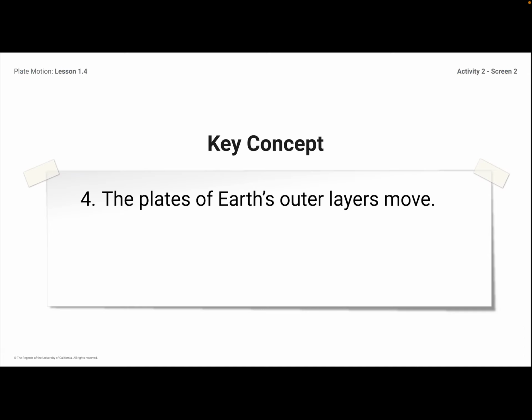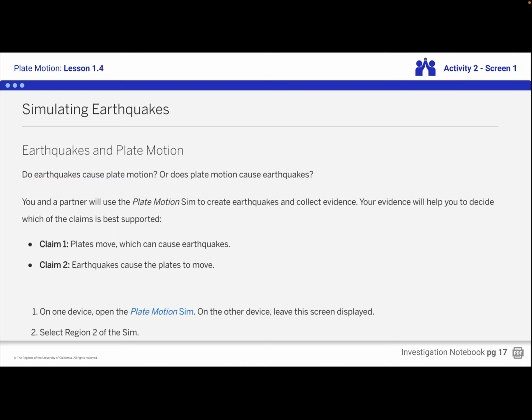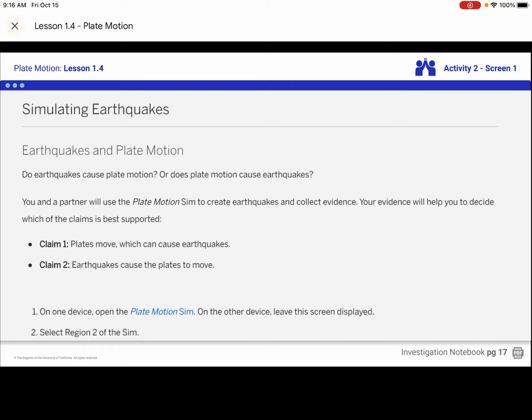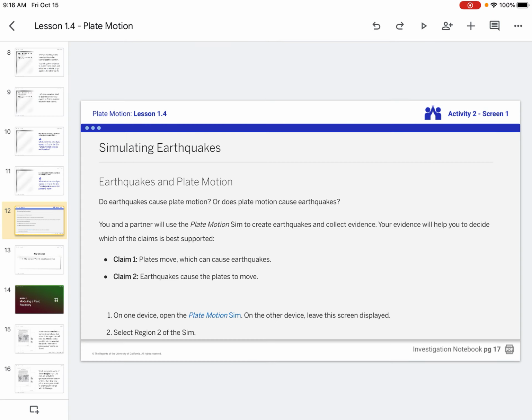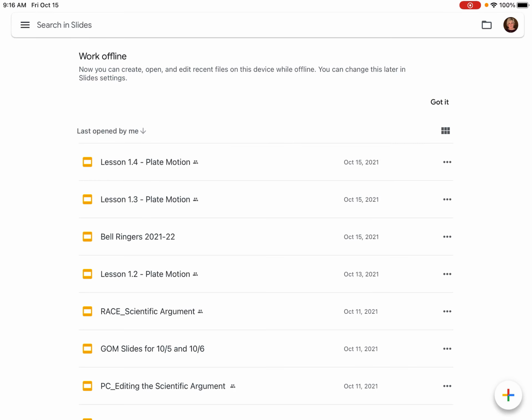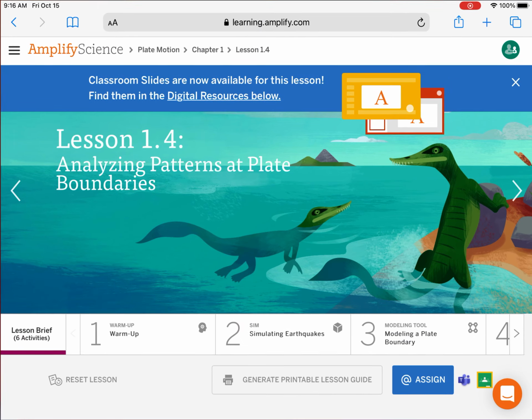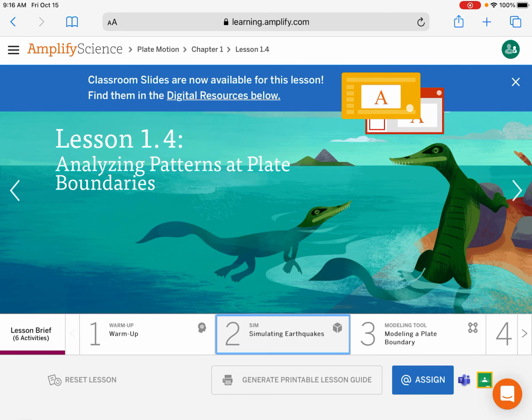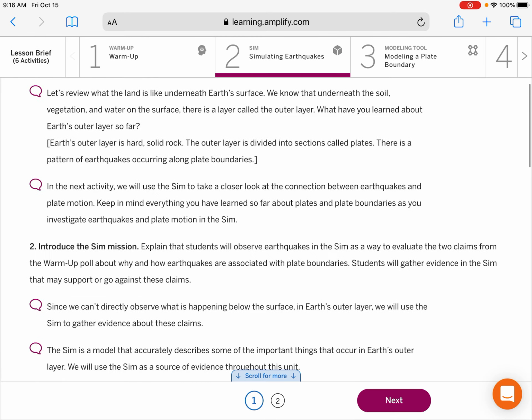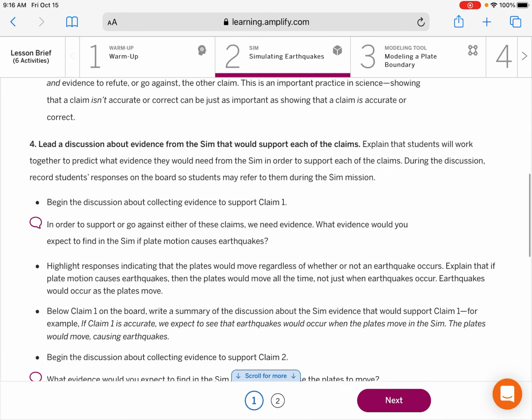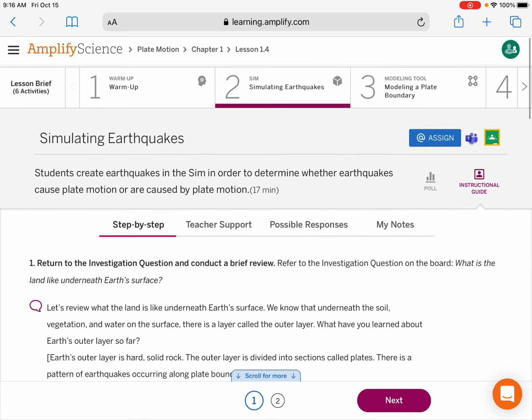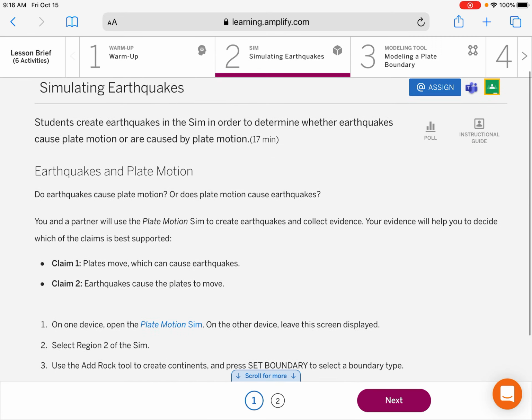Let's see if I can remember how I did that. I think I did this. Yes. Okay. Let me go here. Yes. Perfect. Now we're going to go ahead and go to the simulating the earthquake. And, oh, whoops, I'm sorry, you guys. That's my teacher view. I want to show you your view.